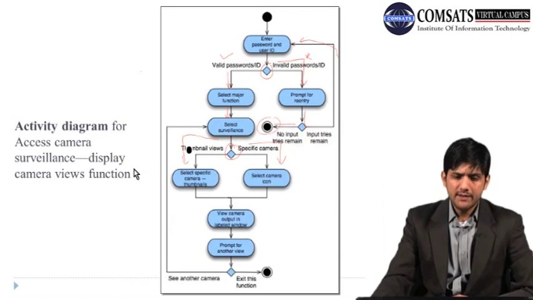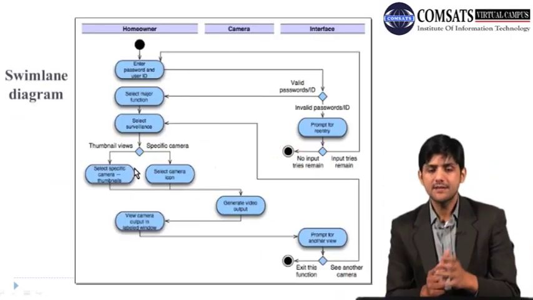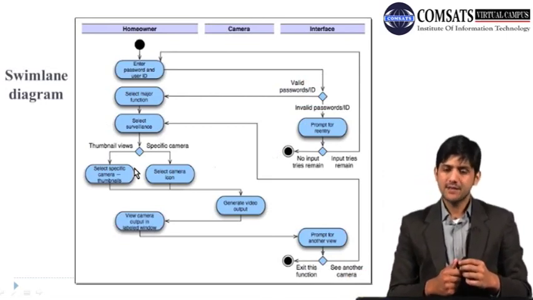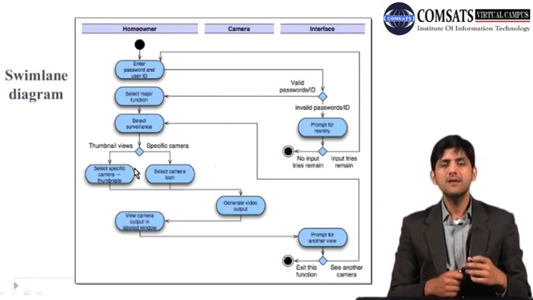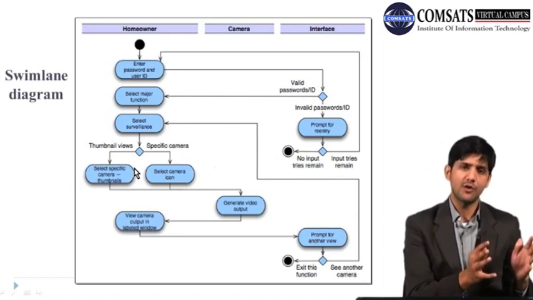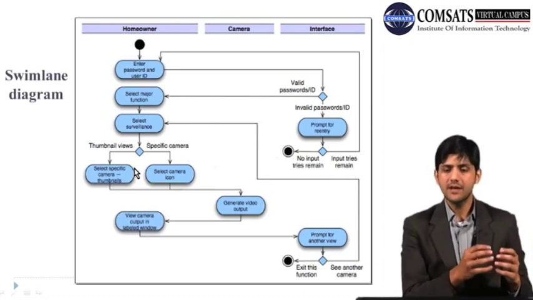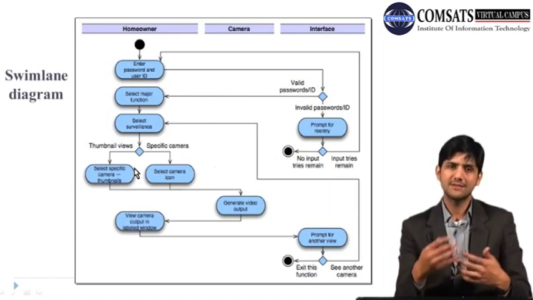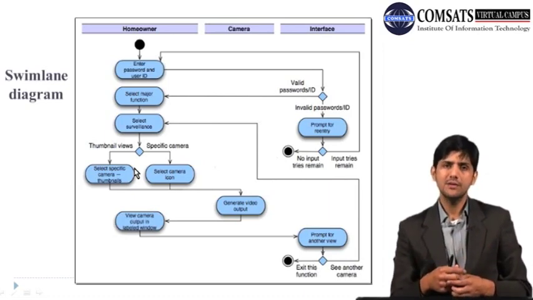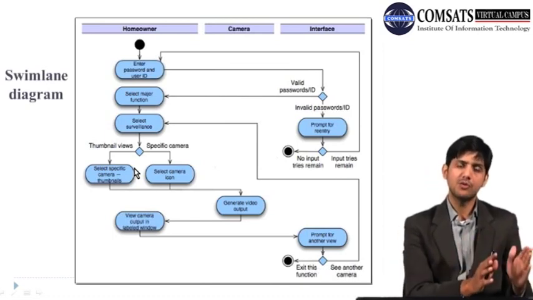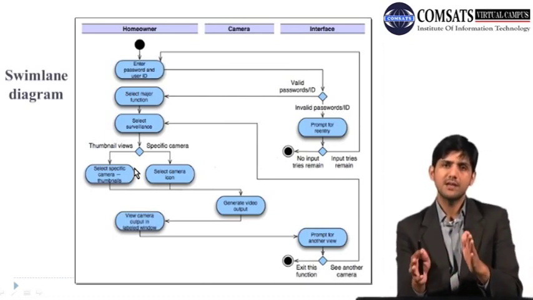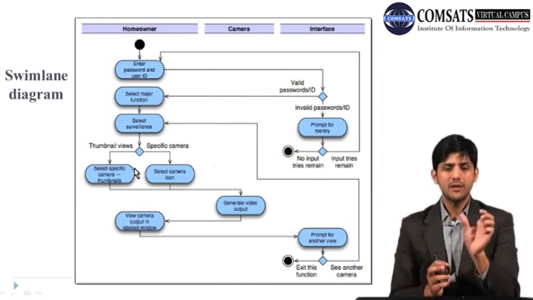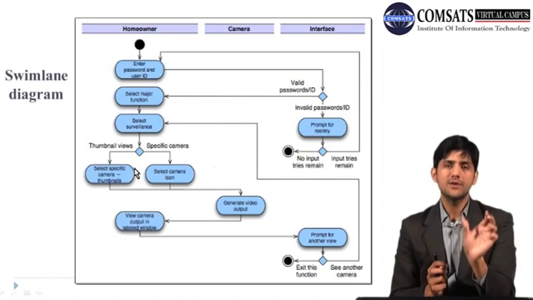Having said that this is from the user's point of view, you also want to identify, as a requirement analyst, which activities a certain user is responsible for. Because we have identified there are different actors involved here. You have the homeowner, you have the cameras, and there are certain actions performed by the homeowner, certain actions performed by the camera, and certain actions performed by another system. But you want to identify which events would be performed by which actor.